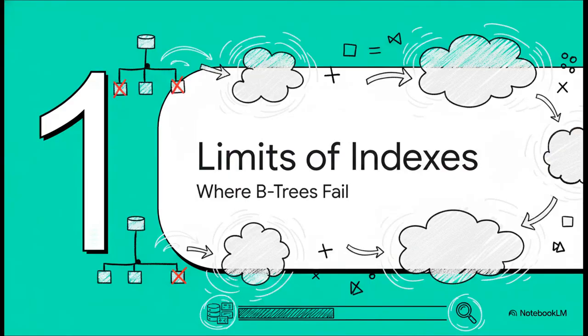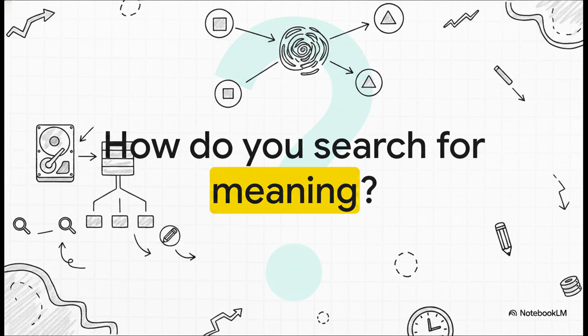Section 1. The limits of simple indexes. So, how do you search for meaning? That is the core question we're solving today. But before we can search for abstract meaning, we kind of have to look at how we search for simple facts. When you ask a database to store data so you can look it up later, it uses an index. Basically, it's an additional data structure derived from the primary data. The most common one you'll run into is a B-tree, which sorts data sequentially.